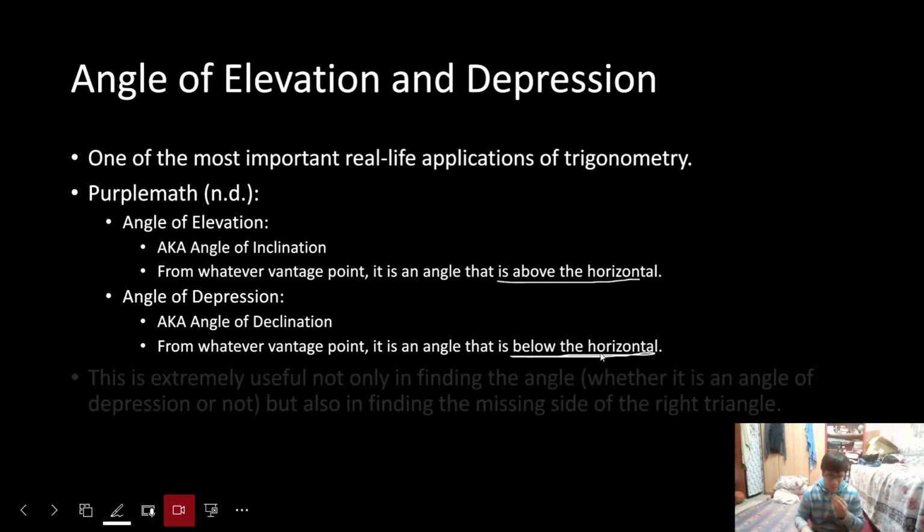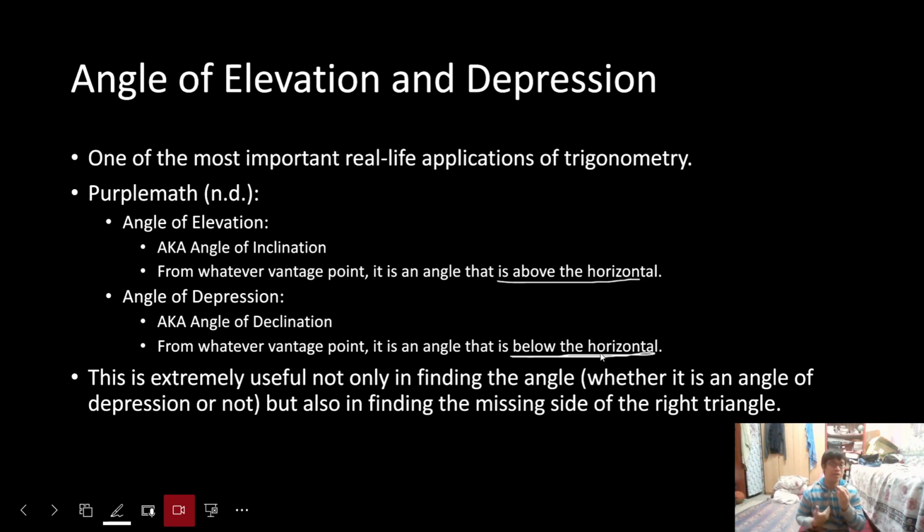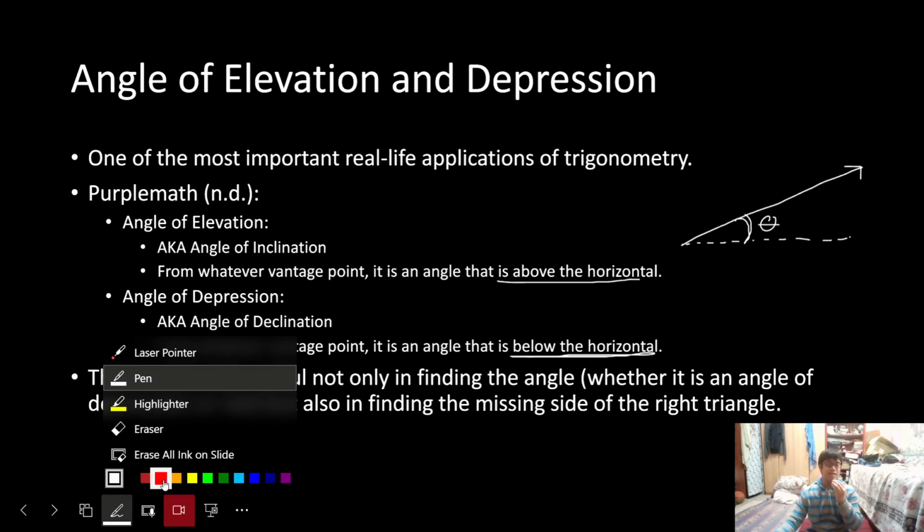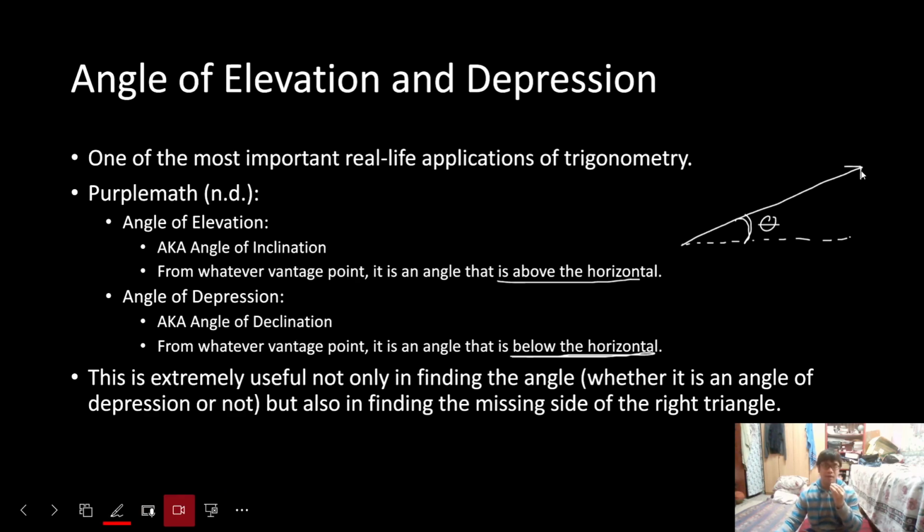Or in other words, this is extremely useful not only in finding the angle, whether it's an angle of depression or not, but also in finding the missing side of the right triangle. So, for example, you have an angle of elevation. Like, yeah, this is your horizontal line. Then there is this line here, your diagonal line. So here you will have an angle of elevation. So what if you are tasked to find the height? What if?